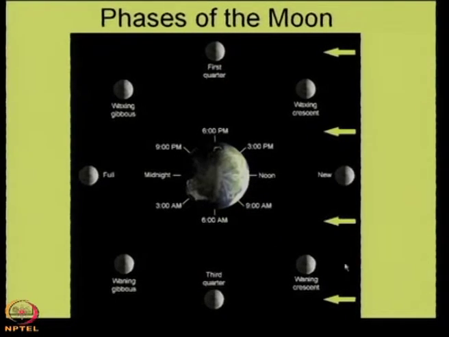So, here you see larger and larger parts of the moon illuminated till the full moon, and then again the part that is illuminated gets reduced till a new moon occurs. Okay. And these are the different phases of the moon.